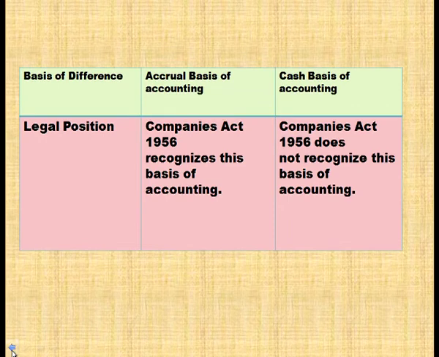When legal position is considered as a basis, Companies Act 1956 recognizes accrual basis of accounting. Companies Act 1956 does not recognize cash basis of accounting.